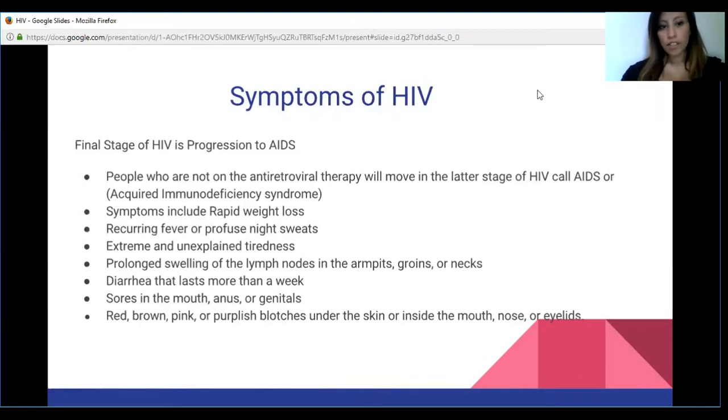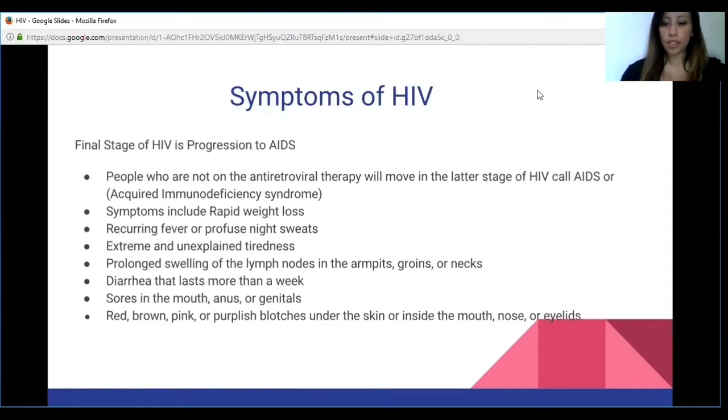The final stage of HIV is the progression to AIDS. People who are not on antiretroviral therapy will move into the latter stage of HIV called AIDS, or the acquired immunodeficiency syndrome. Some symptoms include rapid weight loss, recurring fever, profuse night sweats, extreme and unexplained tiredness, prolonged swelling of the lymph nodes in the armpits, groins, or neck, diarrhea that lasts more than a week, sores in the mouth, anus, or genitals, and red, brown, pink, or purplish blotches under the skin or inside the mouth, nose, or eyelids.